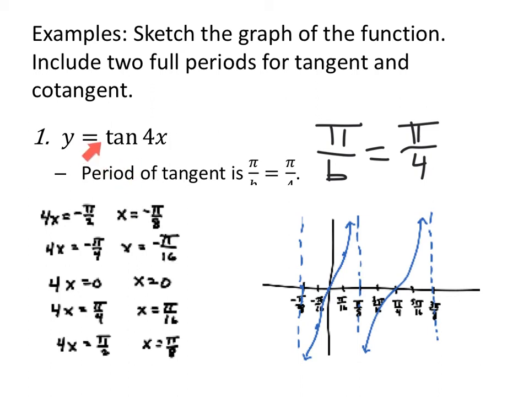A vertical reflection, of course, things are going to change, but ignoring vertical reflection, it's always going to be asymptote, negative 1, 0, 1, asymptote. We just have to find the x values that take us there.